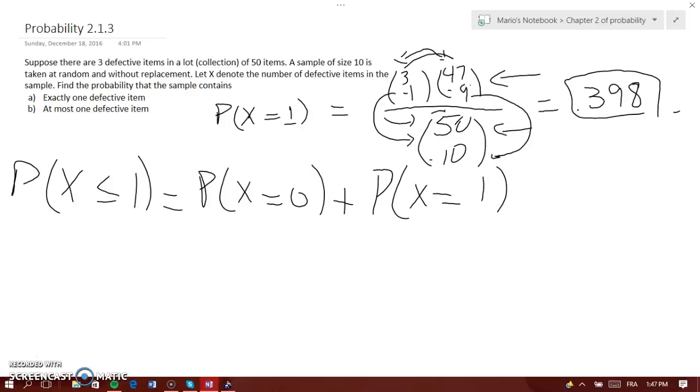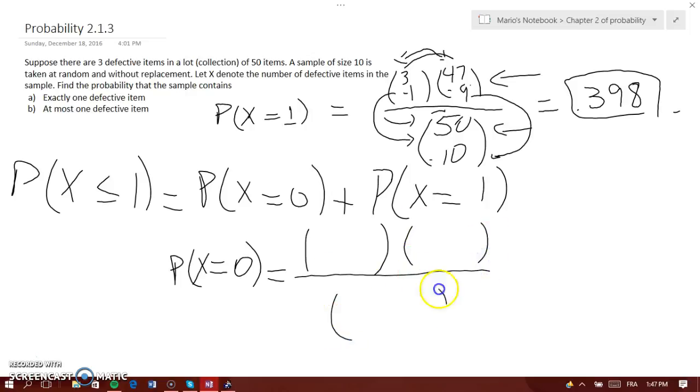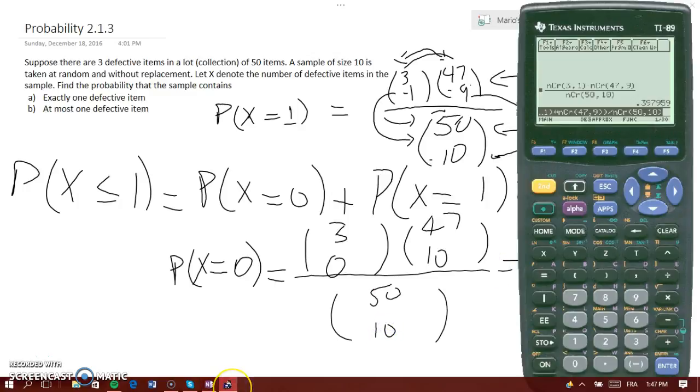So we already have the probability for 1. Let's look for the probability for 0. The probability that x equals 0 would be, we know that already, 2 on top and 1 on the bottom. So on top we would have 3 defective and 0 defective, 47 non-defective and 10 non-defective, and 50 and 10. Going back to the calculator, we could just change these numbers here.